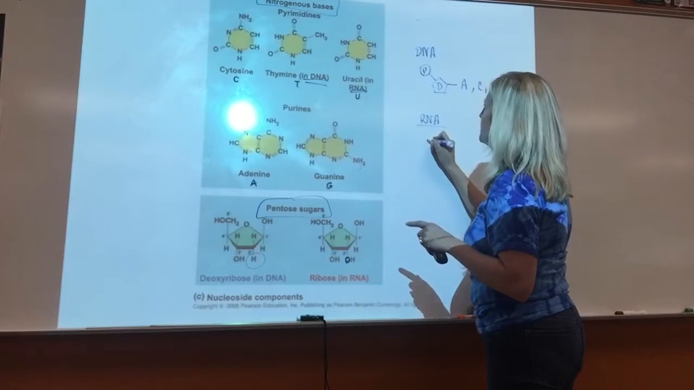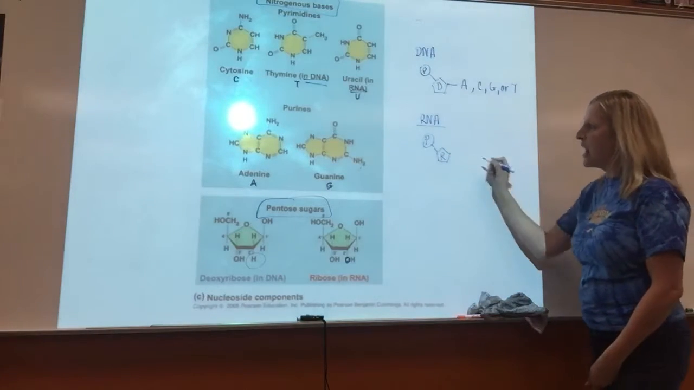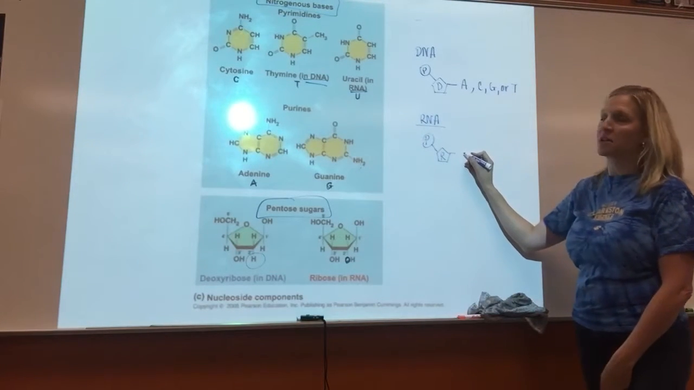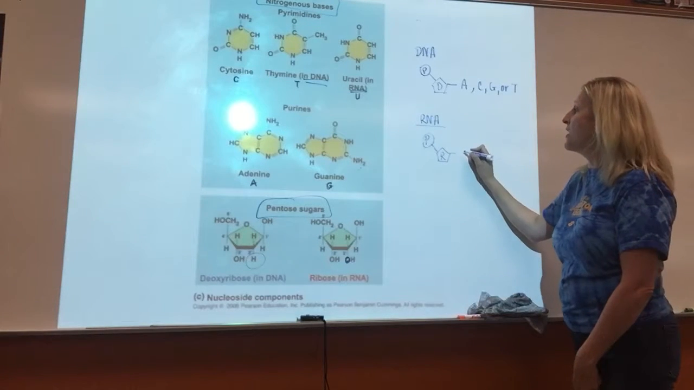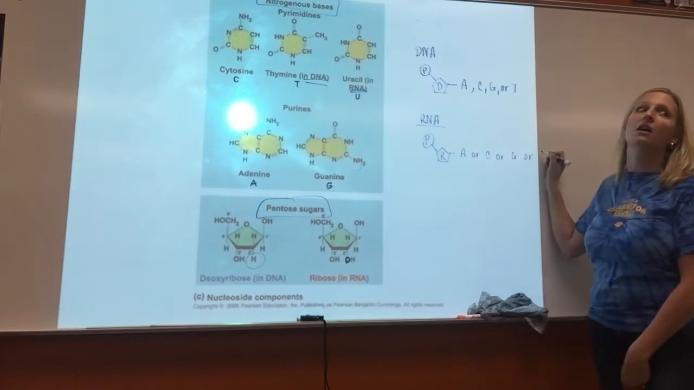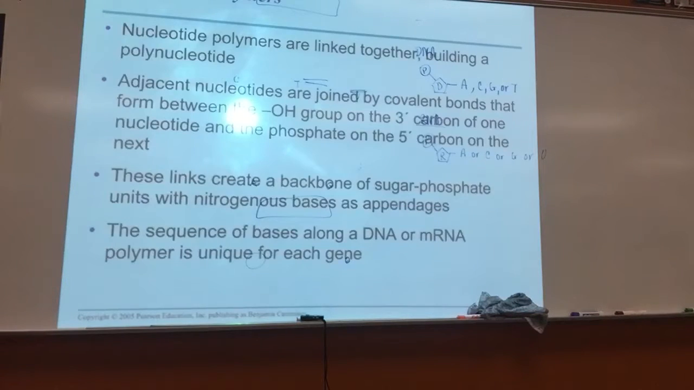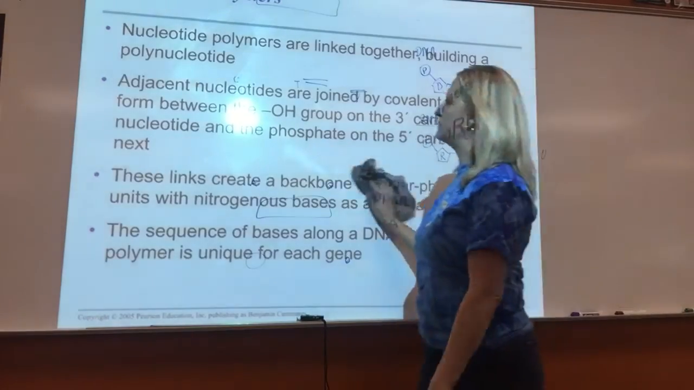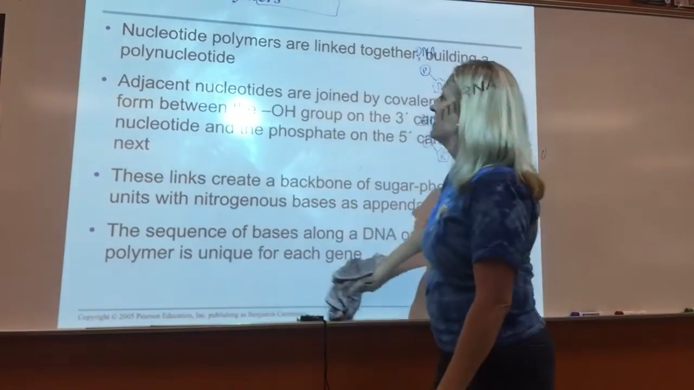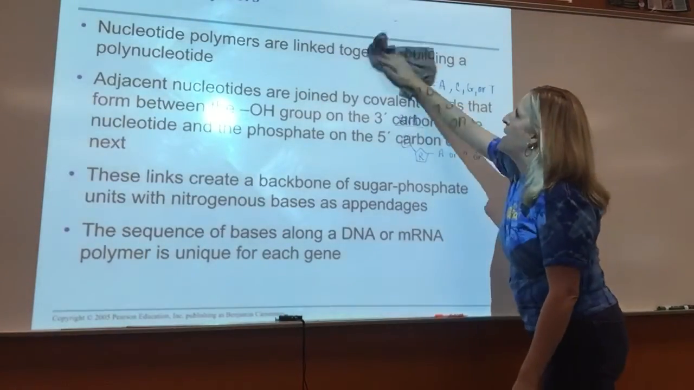For RNA, it is also made up of nucleotides, phosphate, and then instead of deoxyribose, the sugar is ribose. And then you also have a base. That base could be one of 4 different bases: A, C, G, or U. And so there are 4 different nucleotides. And we hook them all together, and that's how we make either DNA or RNA. We just took these monomers together, building a polynucleotide.